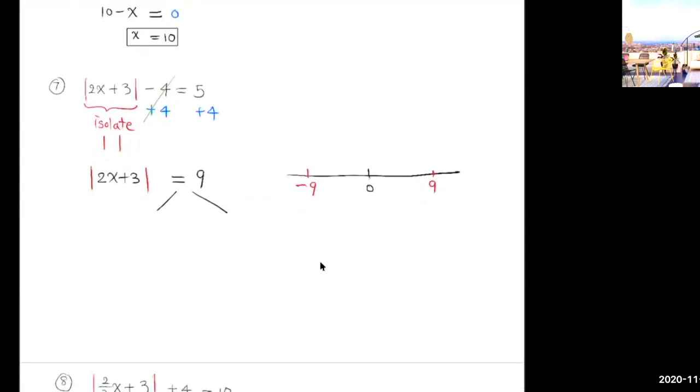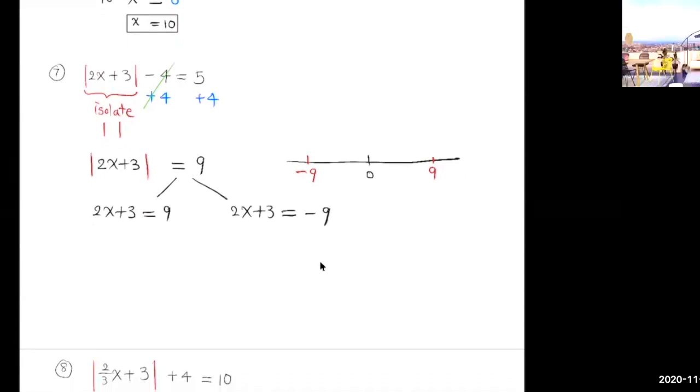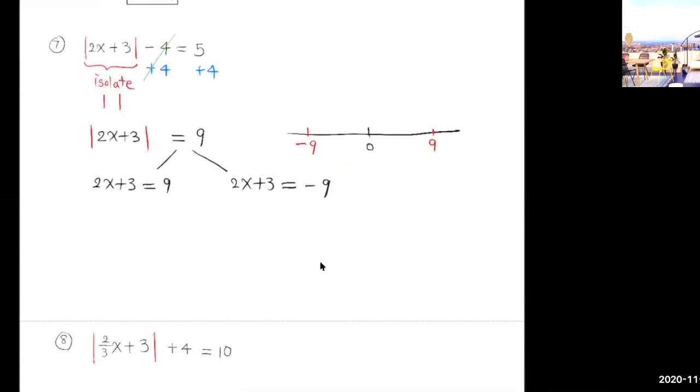So now we have two equations. 2x plus 3 equal to, what should I put over here? 2x plus 3 equal to 9. And then the other one? -9. You got it. 9 and -9. Now go ahead and solve these two equations separately and tell me what you get.